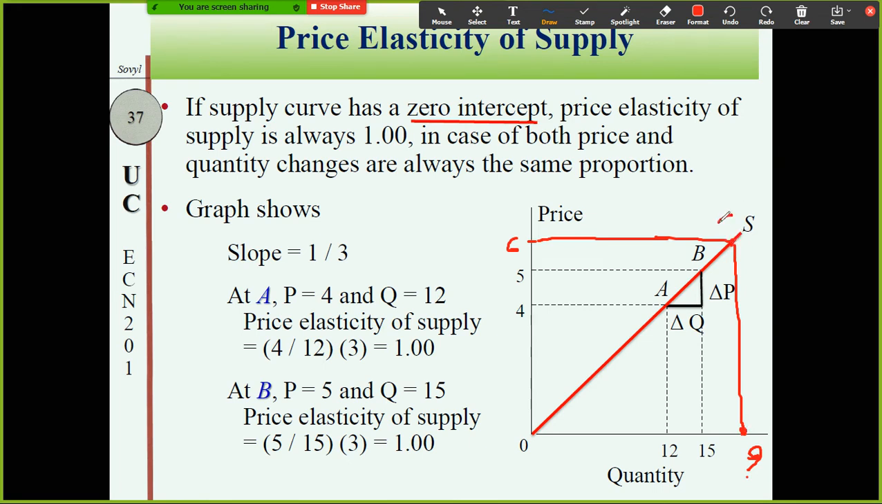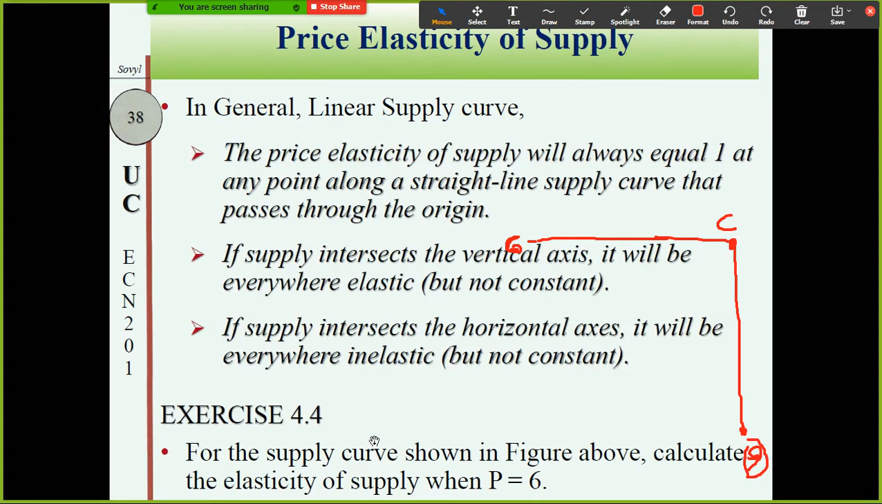Maybe I could put C here. How to find QC? This is QA, QB. How do we find QC? We know PC is 6. If you cannot find QC, you cannot answer this question. That's why you need to find QC. Maybe some of you still remember how to find QC if you know the price. So I let you do this.